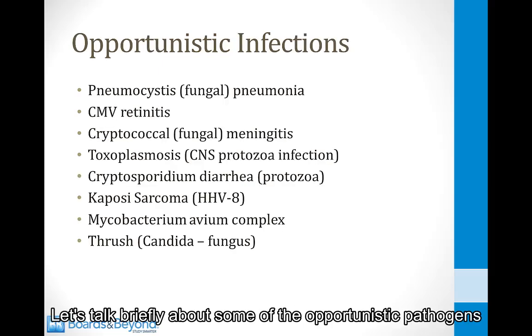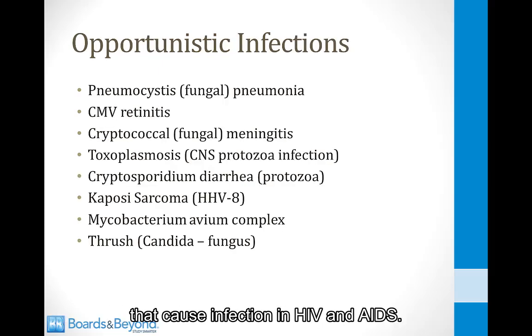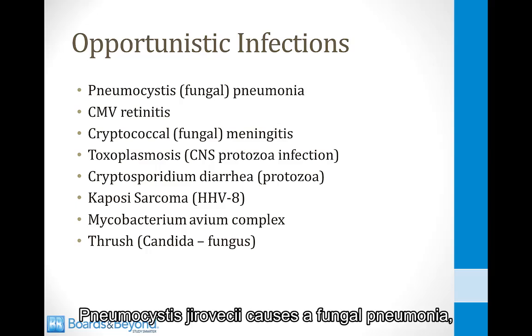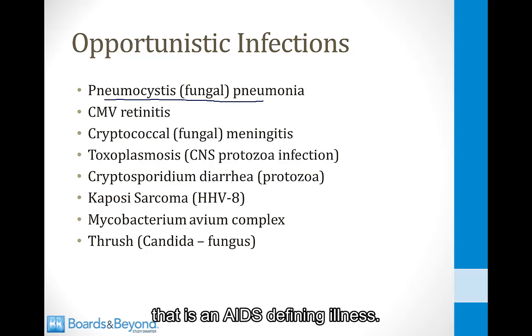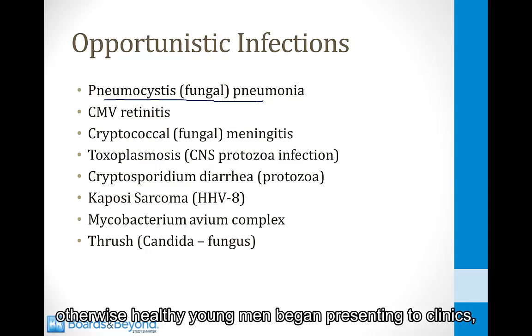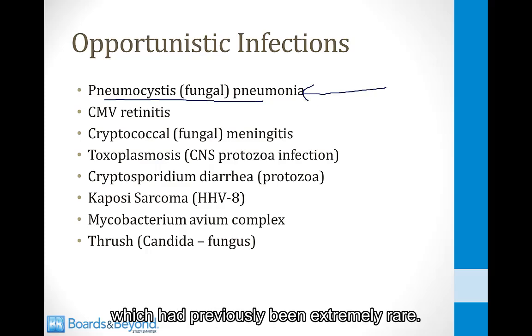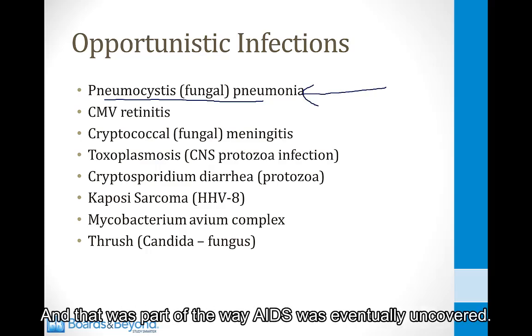Let's talk briefly about some of the opportunistic pathogens that cause infection in HIV and AIDS, and I talk about all of these pathogens in detail in other modules. Pneumocystis jirovecii causes a fungal pneumonia that is an AIDS-defining illness. When HIV first presented in the 1980s, otherwise healthy young men began presenting to clinics with evidence of this fungal infection, which had previously been extremely rare, and that was part of the way AIDS was eventually uncovered.